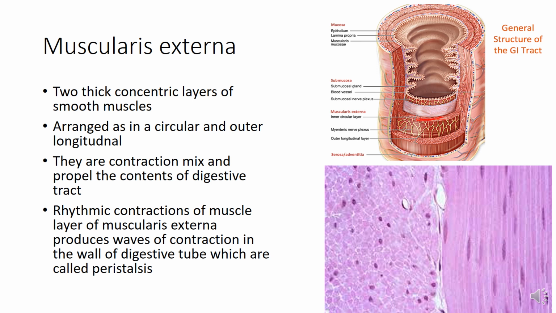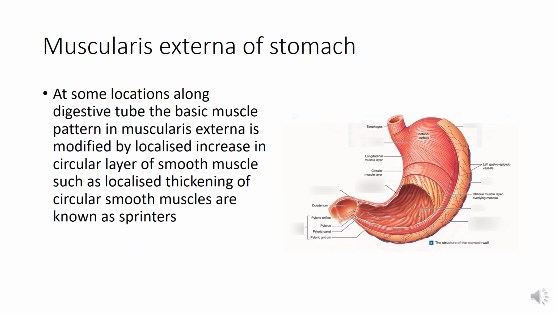Now here you can see the muscularis externa layer. It is the inner circular and outer longitudinal. So this is the circular layer arranged concentrically around the lumen, and this layer is running longitudinally like this. So when we cut it, the cut section appears like this. So muscularis externa of stomach.